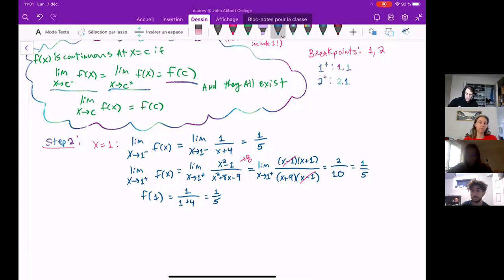All right, good job, guys. So some of you said that it's continuous. Some of you said that it's not discontinuous. Both of those are the same thing. The limit is the same as the function.